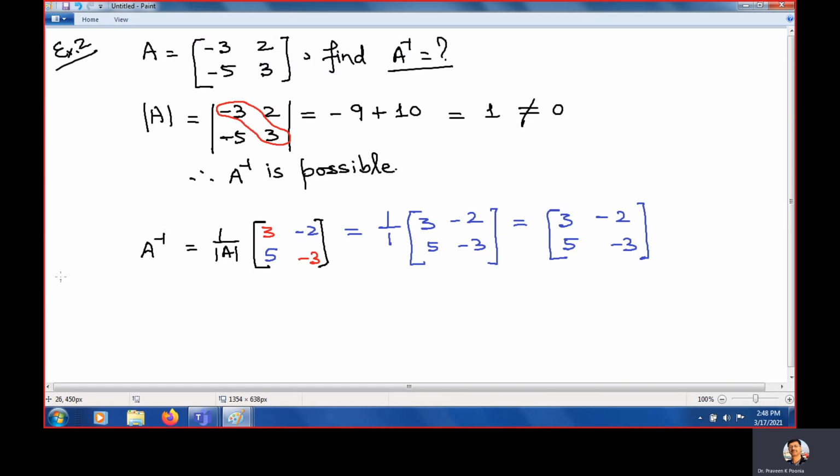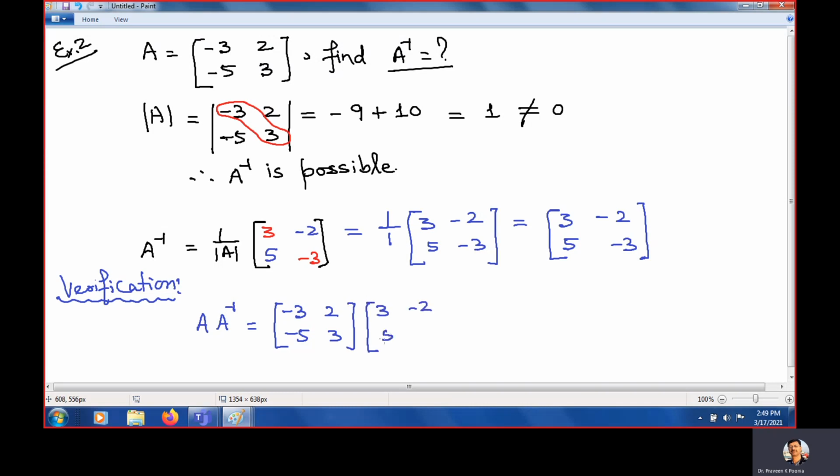Now, if you want to verify this result, I can tell you the verification also. How to verify whether your answer is right or wrong: you need to multiply A into A inverse. If the answer is identity, then your solution is absolutely correct. So what is A? A is minus 3, 2, minus 5, 3. And the value of A inverse is 3 minus 2, 5 minus 3.